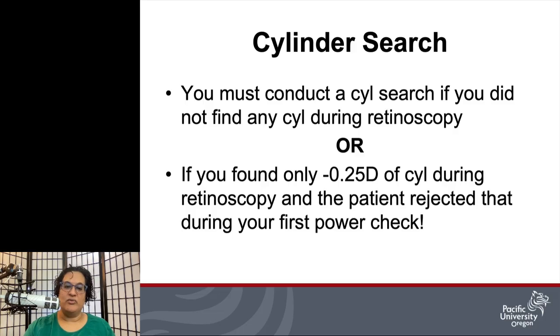And then once you have completed your cyl search, either you will have a meridian where your patient chose to take more power, so you'll have more power in place to do an axis refinement, or your patient will have rejected that quarter diopter of cyl in all 4 principal meridians, and you'll remove it from the phoropter and continue on with your spherical refinements.